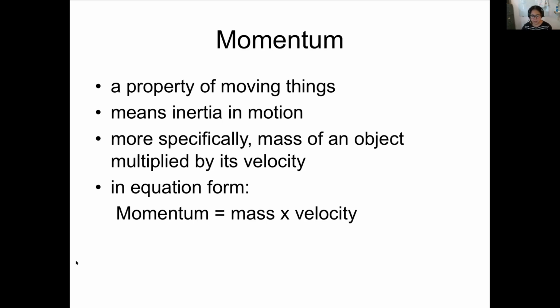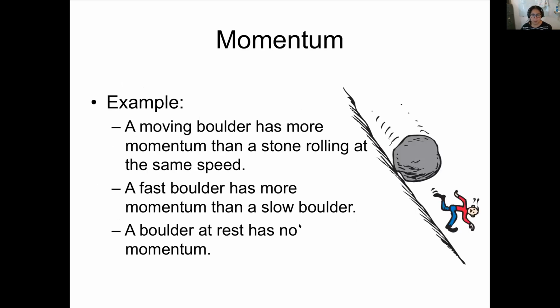Maybe we can discuss this in a discussion. So think about that. Following the definition of momentum, momentum is mass times velocity. An example of momentum: a moving boulder has so much more momentum compared to a tiny little rock that's rolling with the same speed. Or a fast moving boulder has so much more momentum compared to a slower moving one. In fact, if the boulder is at rest, it has zero momentum. Even though the boulder is so large, if it's not moving, it has zero momentum.